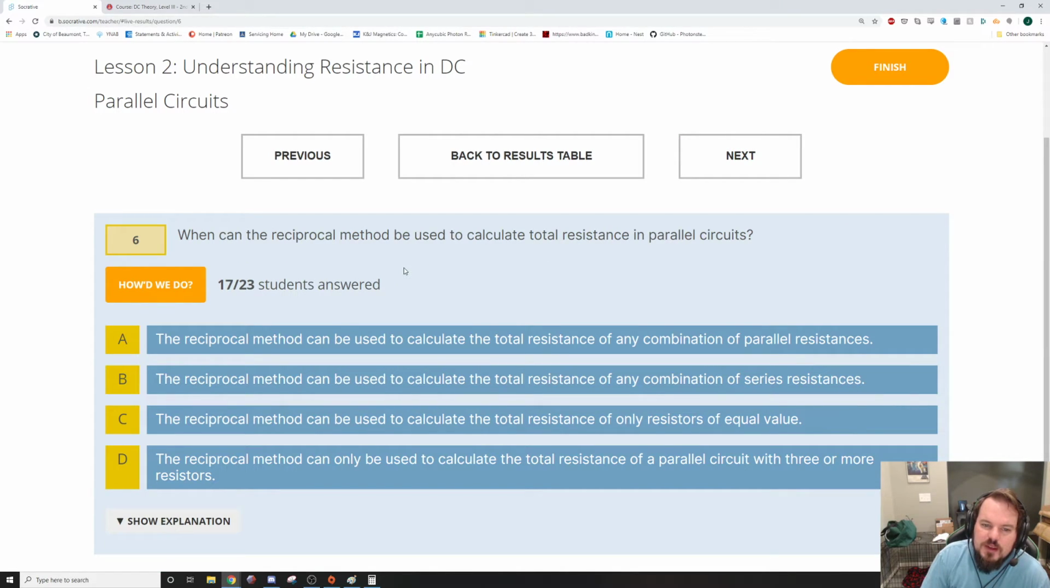When can the reciprocal method be used to calculate total resistance in parallel circuits?